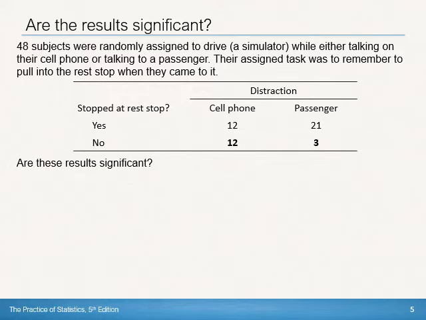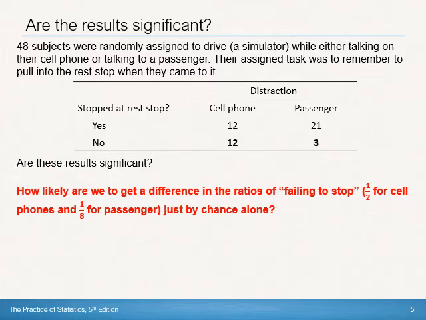All right, but is this difference enough so that we can say it's statistically significant? In other words, how likely are we to get a difference in that ratio of failing to stop? In the cell phone group, half the people failed to stop. In the passenger group, 3 out of the 24, or 1/8 of the drivers, failed to stop. So how would we expect this to happen by chance? What's the probability we would get a difference this big just by chance alone?